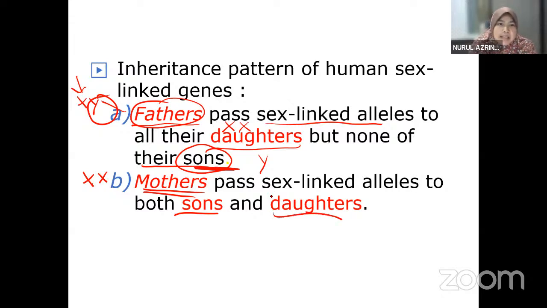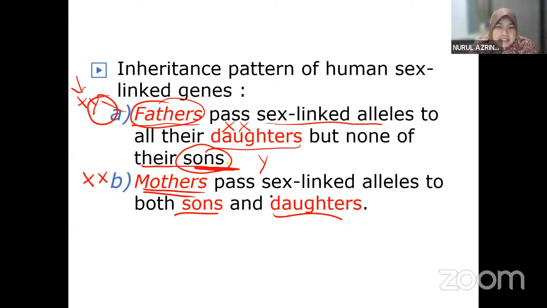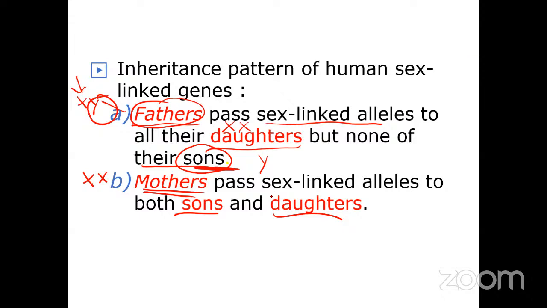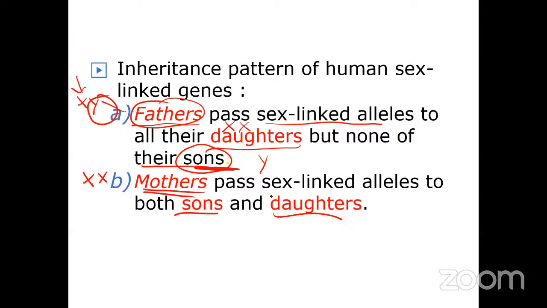Okay, kenapa mak akan paskan allele yang bergantung pada kromosom X kepada tak kisah anak lelaki atau anak perempuan? Kenapa? Anyone? Sebab dua-dua ada X. Apa dua-dua ada X? Lelaki dengan perempuan. Jadinya anak lelaki akan dapat daripada mak. Anak perempuan dapat daripada mak.